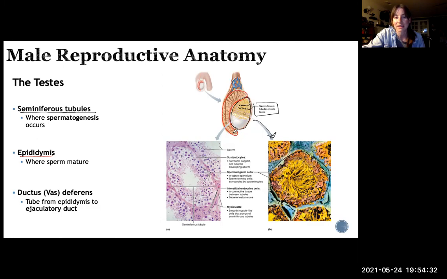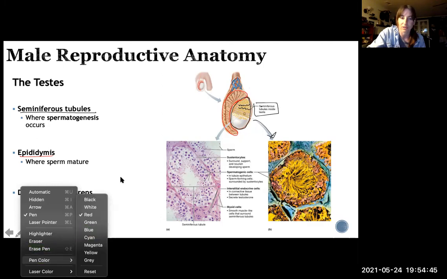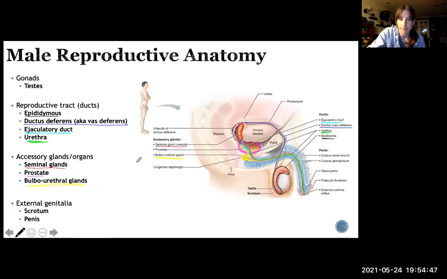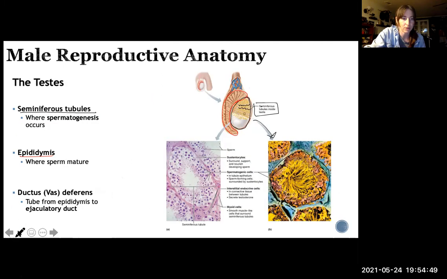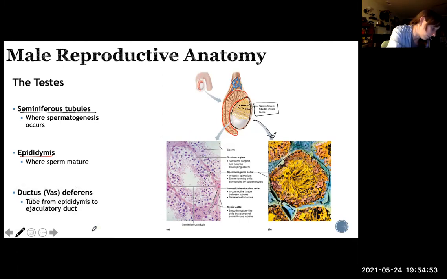So the epididymis wraps around the testis, and it is directly connected to the vas deferens. That was blue. And blue. Okay, so the epididymis connects to the vas deferens.